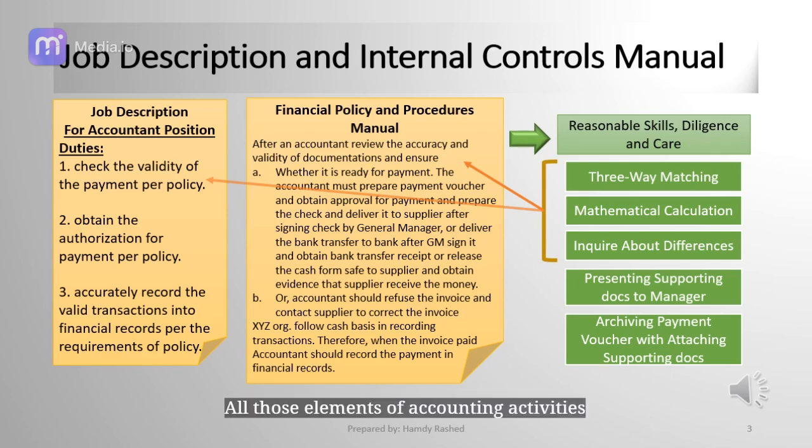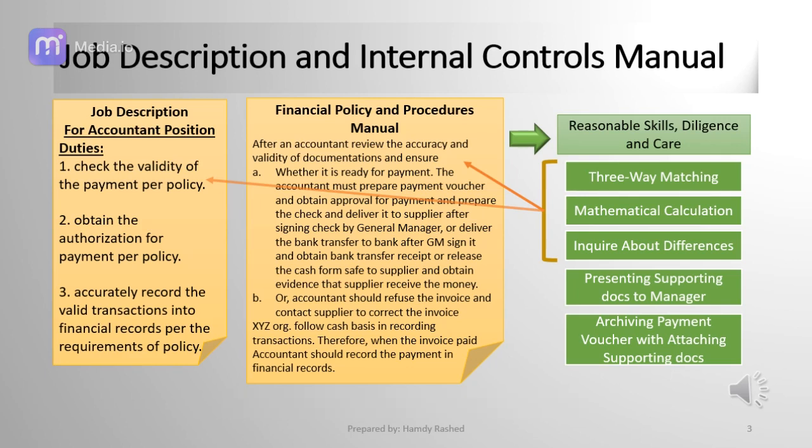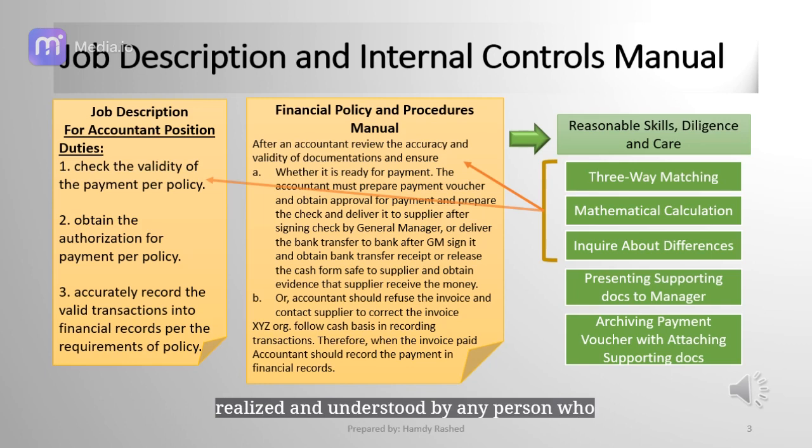All those elements of accounting activities may not be specified in the job description because they are reasonably realized and understood by any person who has basic knowledge of accounting or has an undergraduate diploma in accounting. And ignorance of such basic information and skills by the accountant might escalate the risk of gross negligence and recording invalid transactions, unauthorized procurements, or duplicate payments.